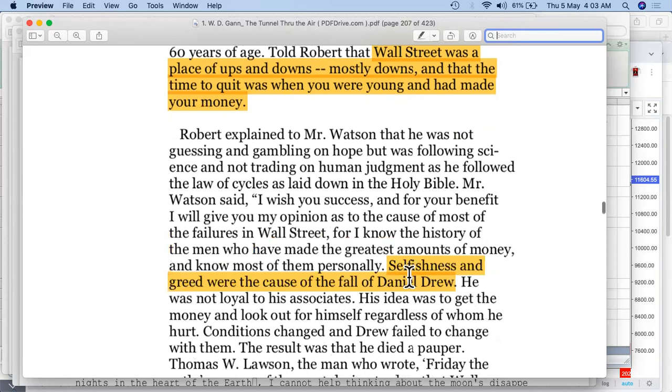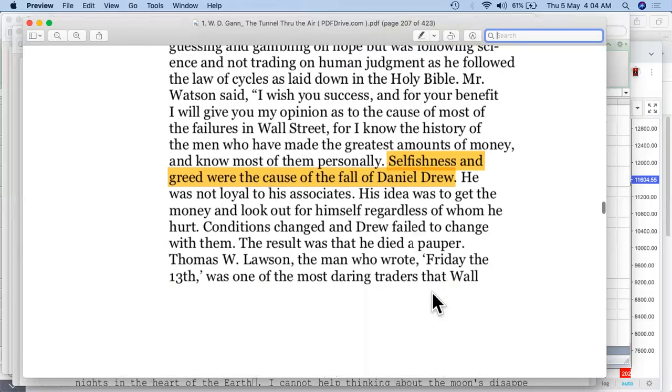Second thing he says is selfishness and greed were the cause of the fall of Daniel too. So when being in the trade, you have to be very mechanical. You don't have to be selfish or even greedy. Once you have achieved your target, just try to get out of the trade.